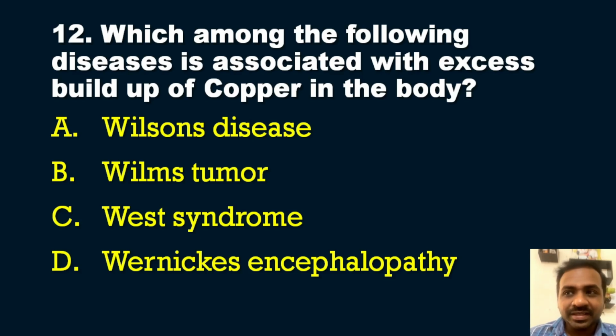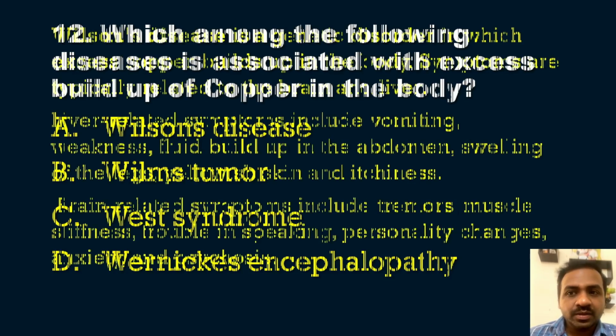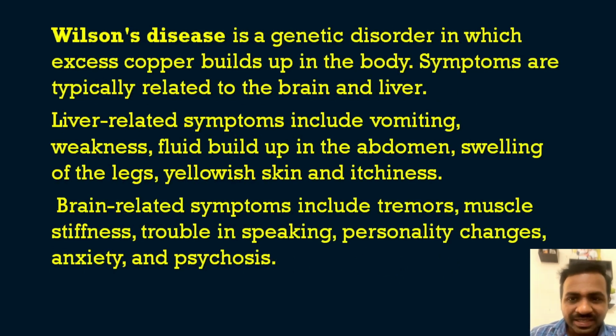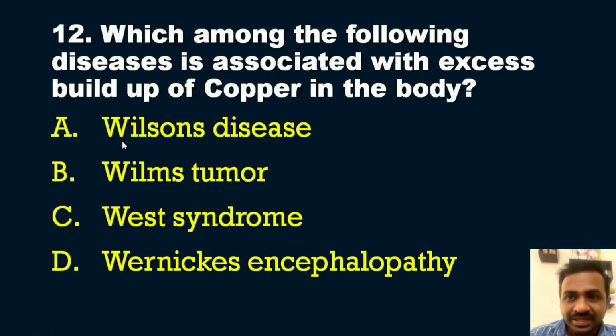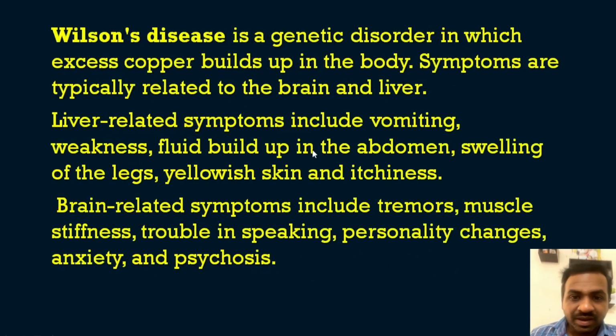So what is the answer? Copper in the body, excess copper. The answer is obviously Wilson's disease. So the answer is option number A, Wilson's disease, and we will have a small explanation regarding Wilson's disease. Wilson's disease is a genetic disorder in which excess copper builds up in the body. Symptoms are typically related to the brain and liver. The liver-related symptoms include vomiting, weakness, fluid buildup in the abdomen, that is ascites, swelling of the legs, jaundice, that is yellowish skin, and itchiness.